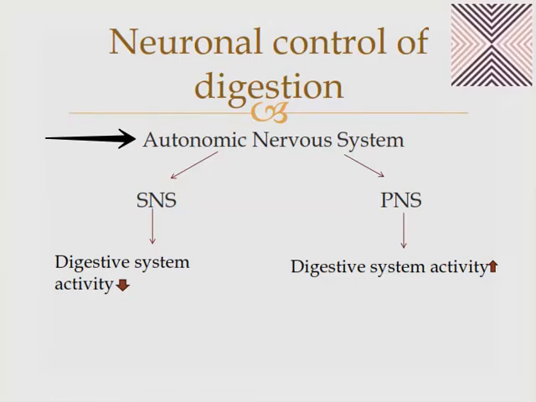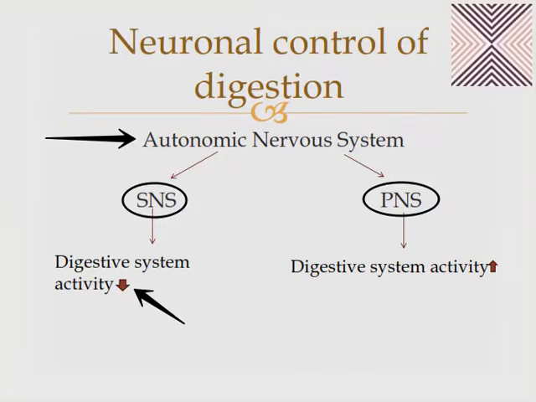Now, the autonomic nervous system is composed of two major systems. The first is the sympathetic nervous system, and the second is the parasympathetic nervous system. So these are the two major parts of the ANS, or the autonomic nervous system. Now here, the activity of both these components is quite different. If you see the sympathetic nervous system, it decreases the digestive system activity. You can well see this particular arrow. So that means it is decreasing the digestive system activity. As such, it will be a negative kind of feedback for the secretion of digestive enzymes.